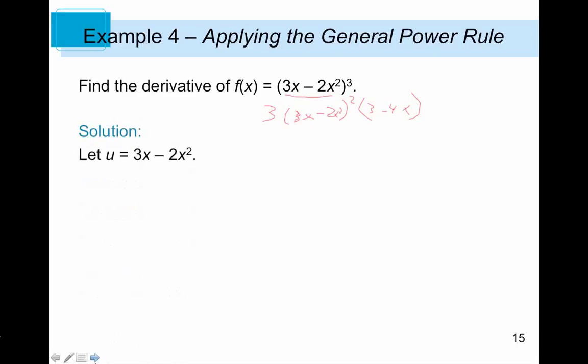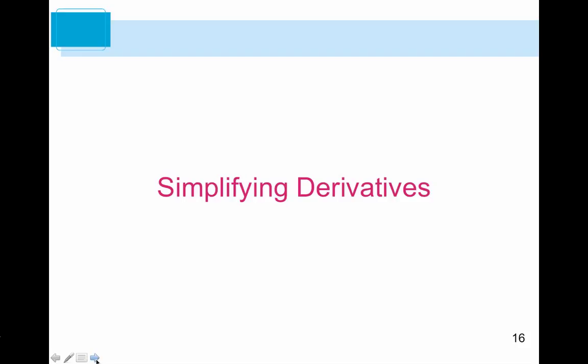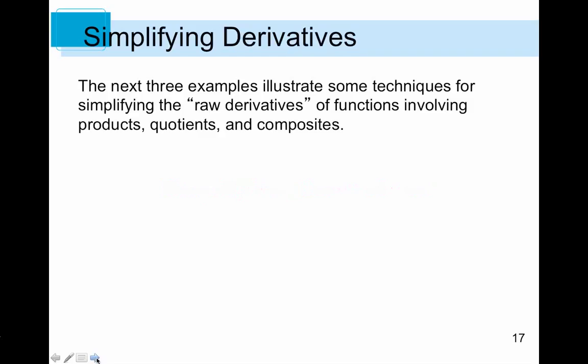So this slide's actually going to step you through those steps. So there's the u substitution. f of x is equal to u to the third. So here's your u. Bring the 3 down, u to the second, times the derivative of u. Kind of what I did up here, but then you simplify it. Take the derivative, multiply everything out.